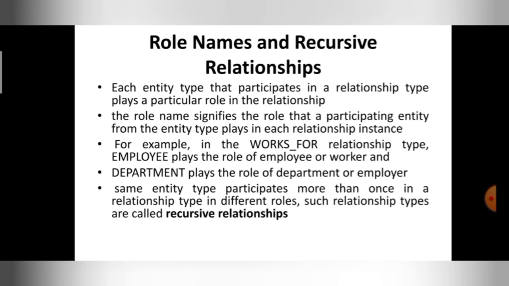Next, role names and recursive relationship. For example, each entity type that participates in a relationship type plays a particular role in the relationship. The role name signifies the role of a particular participating entity. For example, in the works for relationship, employee plays the role of an employee, right?